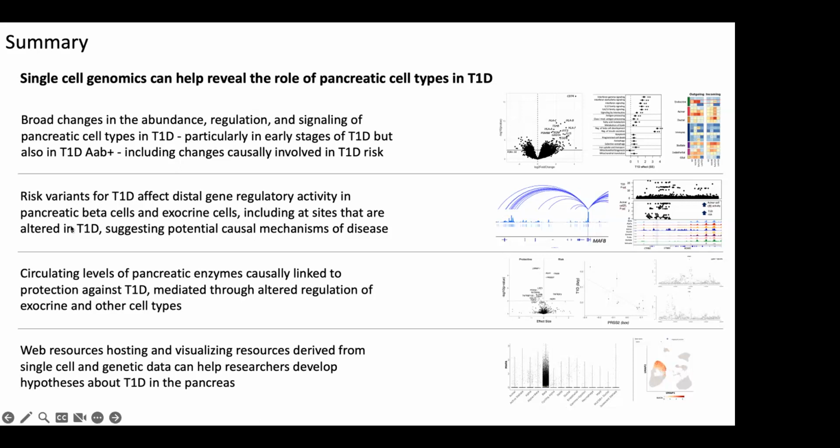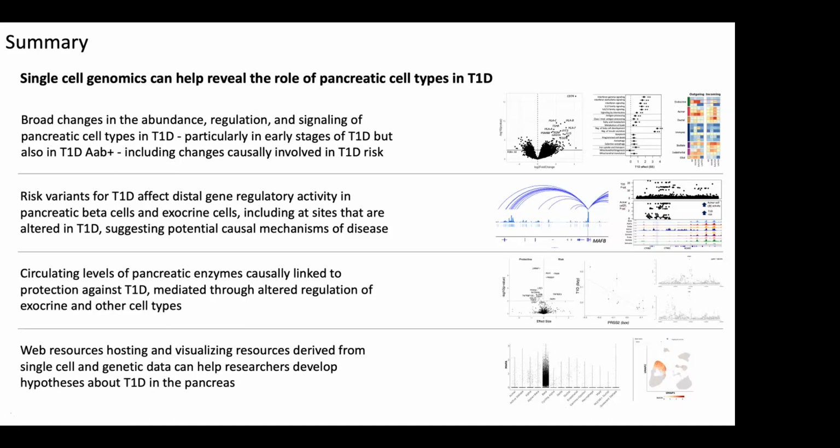Second project I didn't have time to talk about. This is more study looking at variants associated with regulatory element activity. And we find evidence for risk variants for type 1 diabetes affecting both beta cell as well as exocrine cell regulation. Third, which I did talk about, circulating levels of pancreatic enzymes are causally linked to protection against type 1 diabetes. And this appears to be mediated through altered regulation of exocrine as well as other cell types involved in the chain of how these enzymes are moving through the body.